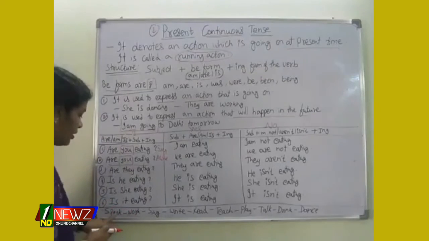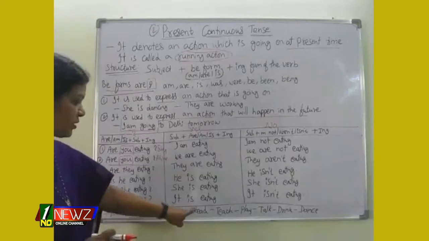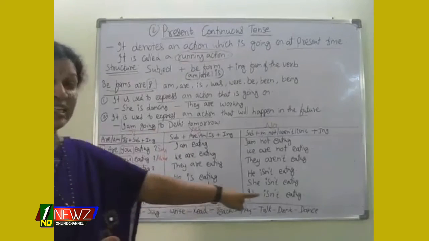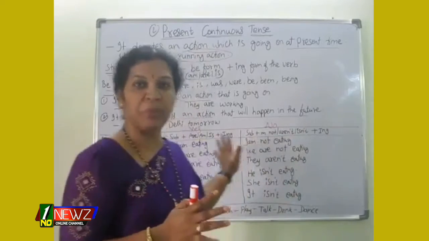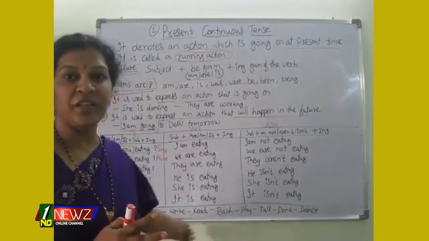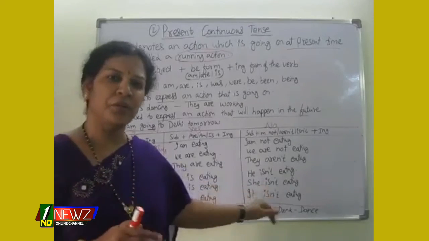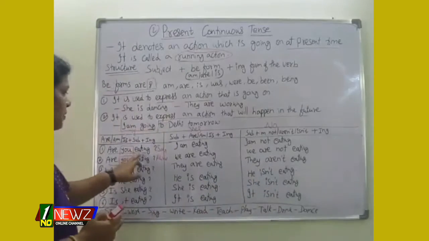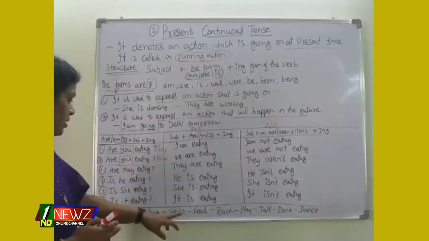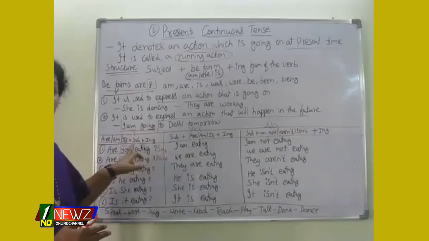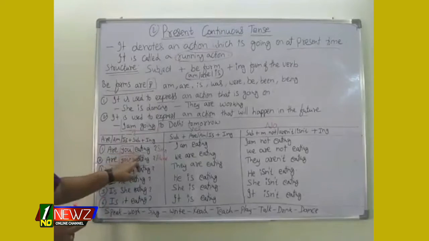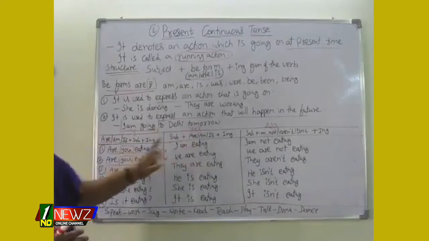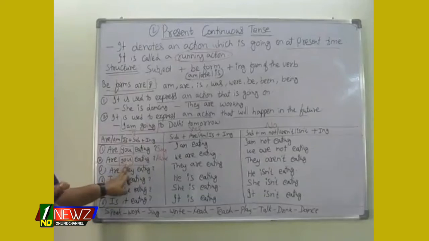Once you say it loudly, then after that change the verb. Verbs I am taking here: speak, work, sing, write, read, teach, play, talk, drink, dance. Any other verbs also you can. Once you practice this table properly, then you can use any kind of verb. Suppose in place of eating, you can say sing. For example, are you singing? I am singing. I am not singing. Are you singing? We are singing. We are not singing. Plural.